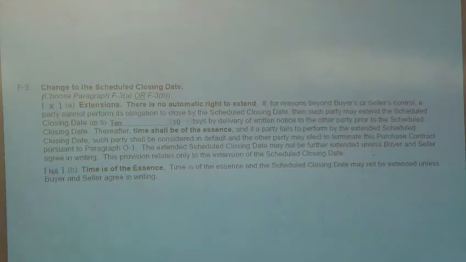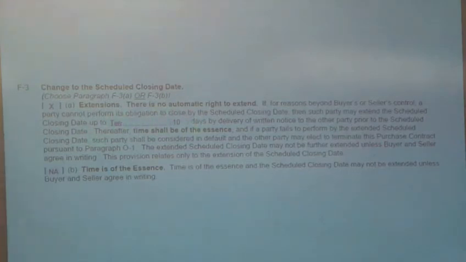But it says here, extensions. First of all, there's no automatic right to extend. So you have to have a reason to extend it, okay? But if for reasons beyond the buyer's or seller's control, a party cannot perform its obligation to close by the scheduled closing date, then such party may extend the closing date up to, and there's a blank.